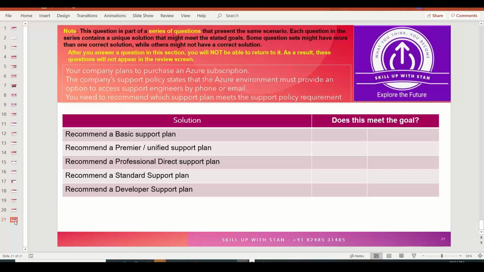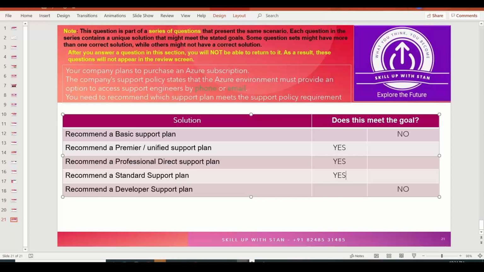Your company plans to purchase an Azure subscription. The company's support policy states that the Azure environment must provide an option to access support engineers by phone as well as email. So the question is we need phone support as well as email support. The basic plan doesn't have phone support, and the developer plan doesn't have phone support, but in the premier unified plan, yes, you do have phone support, and even professional direct you have phone support, and in standard also you have phone support. It's pretty straightforward, right? It's an easy question to answer.